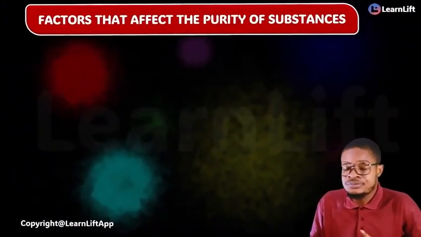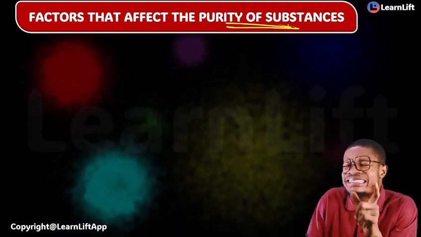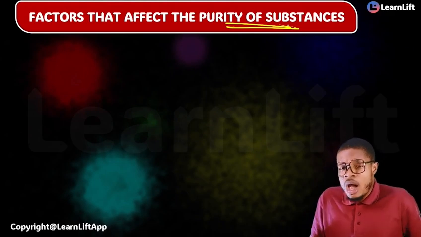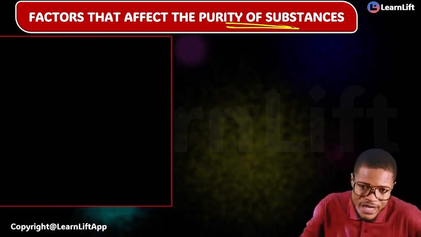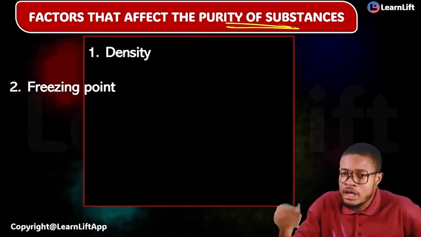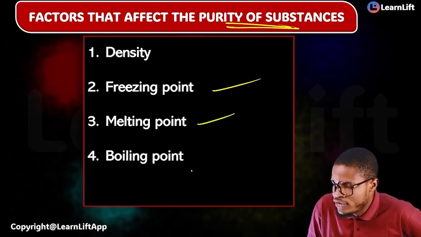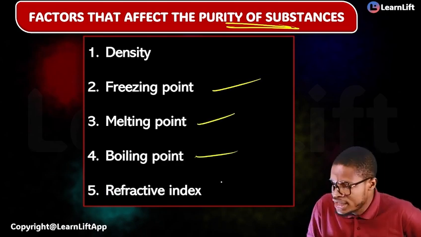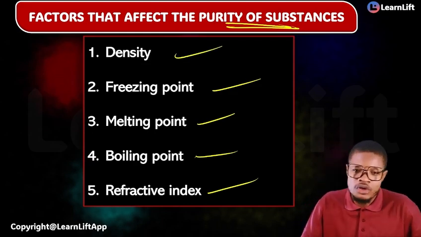First and foremost, under the factors that affect the purity of substances, there are certain things you should know. What are the factors that affect purity of substances? Very quickly, there are 5 of them. Number 1 is density. Number 2 is freezing point. Number 3 is melting point. Number 4 is boiling point. And number 5 is refractive index. All these 5 properties affect the purity of substances.